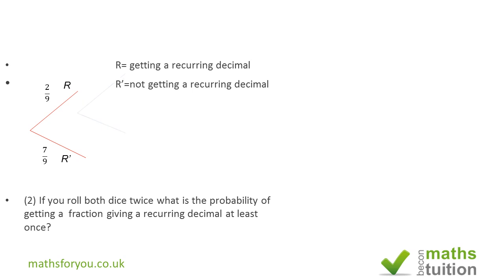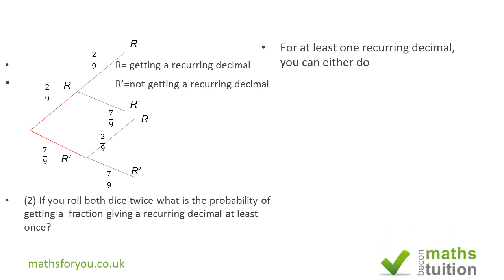For the second event, I can do this here, and I can have 2 over 9 for r, and then 7 over 9 for r prime. Or I can go down this branch here, where I have something similar again, 2 over 9 and then r, and then 7 over 9 and r prime.